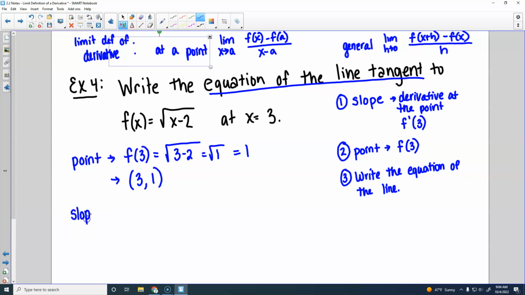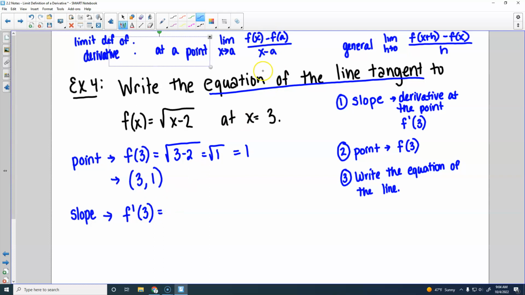Alright, so now we need the slope. And I think for this one, let's do limit definition at a point. So I'm going to use this limit as x approaches a of f of x minus f of a over x minus a. Although I could use the other, it really doesn't matter. I'm also going to label this. I'm going to label it f prime of 3. Okay, that means the derivative of f at 3.